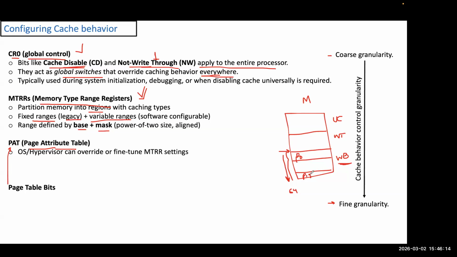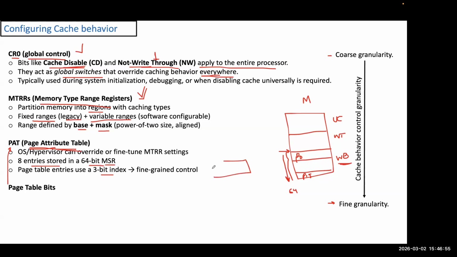Now let's say you want to modify the caching behavior for page number 7. How will you do that? By setting the page attribute table. Basically, what happens is that your operating system stores 8 entries in a 64-bit model specific register, and your page table entry has a 3-bit index, which gives you the pointer to the caching behavior.